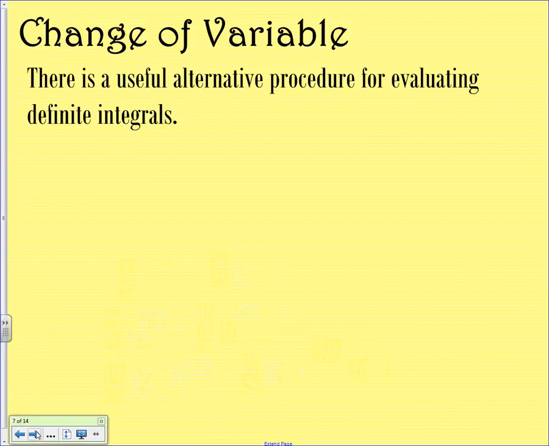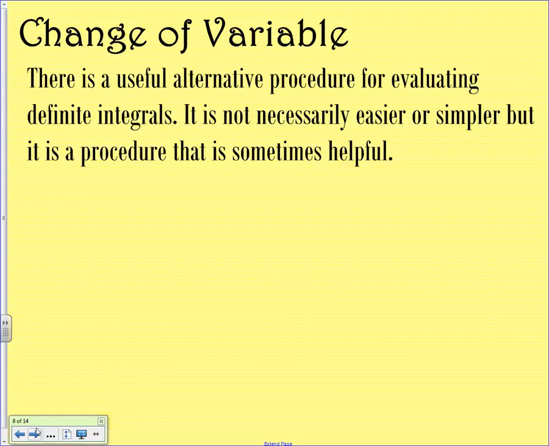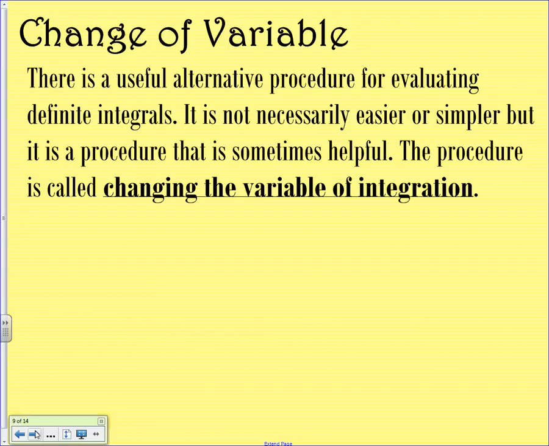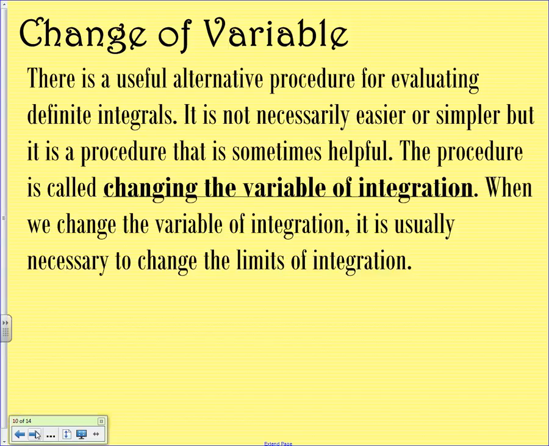Now we're going to look at an alternative procedure for evaluating definite integrals. It's not necessarily easier or simpler, but sometimes it's a procedure that's going to be more helpful. So sometimes it will be helpful to use a change of variable. It may not be easier or simpler for you, but it's going to be helpful. So it's called change in the variable of integration. When we change the variable of integration, it's usually necessary to change the limits of integration as well.